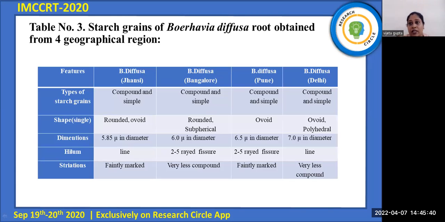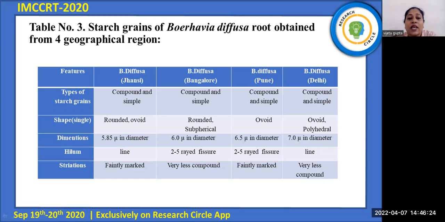Now, number 3, starch grains. Here we are going to discuss 5 features: type of starch grains, shape, dimension, hilum, and striation. In the Jhansi region, compound and simple types of starch grains are there. Similarly in Pune, Delhi, and Bangalore. When we come to the shape of a single starch grain, in the Jhansi region it is rounded and some are oval. In Bangalore, it is rounded and spherical. In Pune, it is oval in shape, and in Delhi, it is oval and polyhedral.